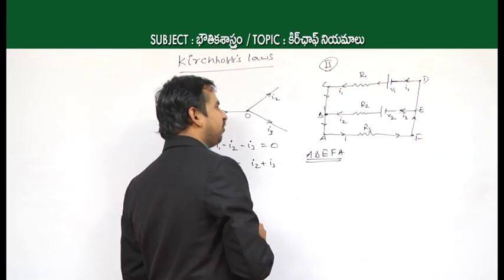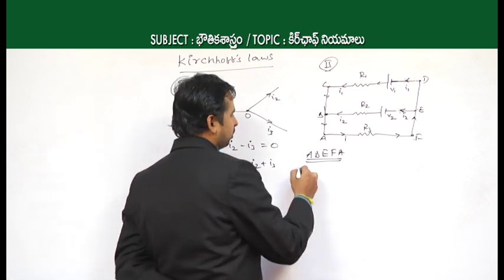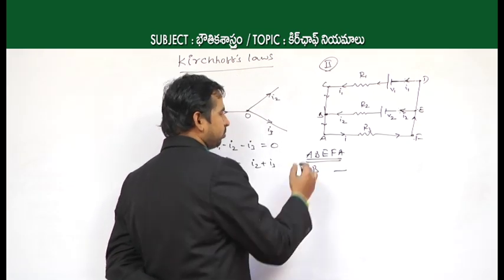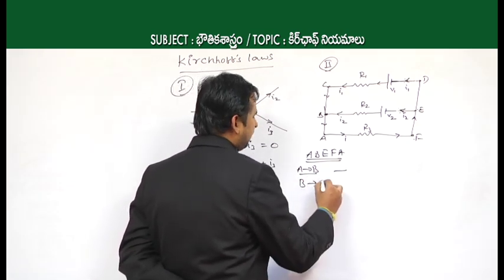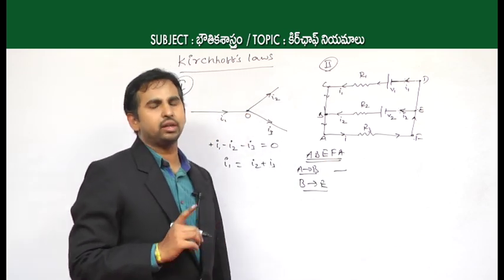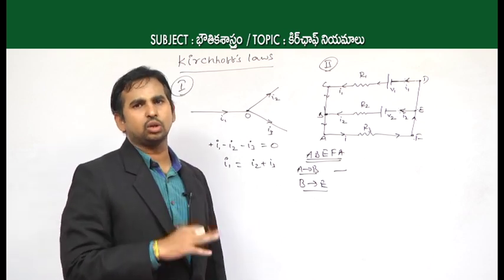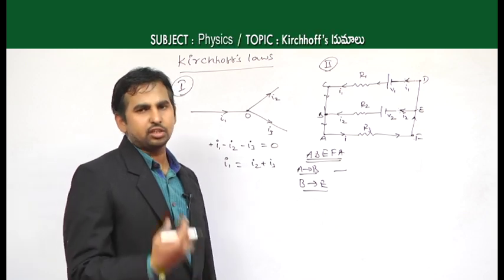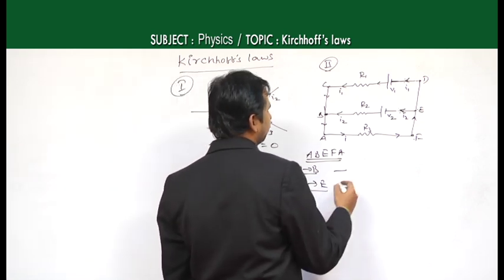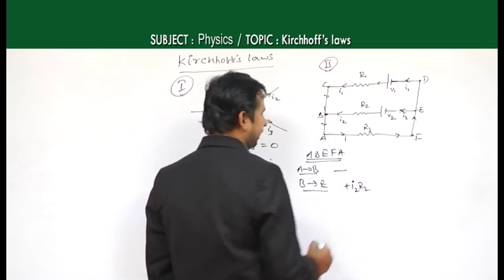For this closed loop, applying the Kirchhoff law, from A to B we do not have any circuit elements, so there is no change of potential difference. But when you go from B to E, there is a resistance present. And remember, as you are going against the direction of the current, the resistance tries to oppose it, so we have to take that as positive, which means plus I2 R2.